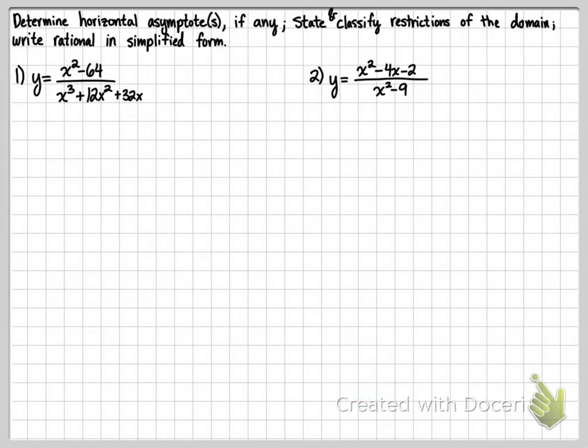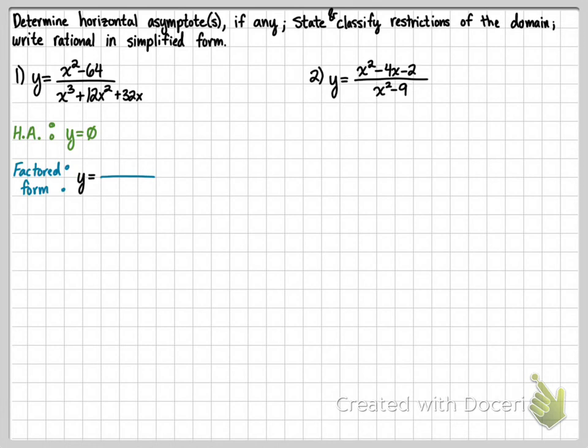All right, last page here. Determine horizontal asymptotes if any, state and classify restrictions of the domain, and write the rational function in simplified form. So here we go. First of all, we have a horizontal asymptote at y equals 0. Why? Because the degree of the top is less than the degree of the denominator. So our horizontal asymptote is at y equals 0. That was the first thing.